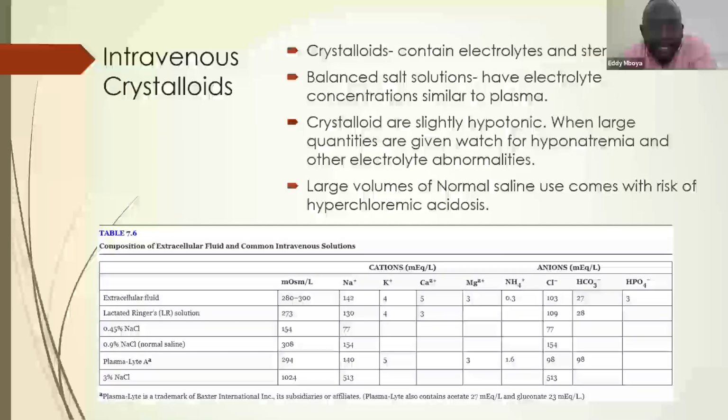So in as much as saline, or normal saline, is called normal, and it's also called isotonic, the higher electrolyte composition puts you at risk of issues like hyperchloremic acidosis, because in plasma our chloride level is just 103, yet saline has 154. If you give lots of saline without really monitoring your electrolytes, you are likely to get into an electrolyte imbalance.